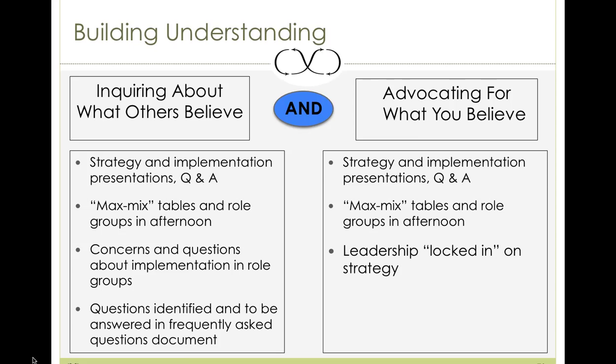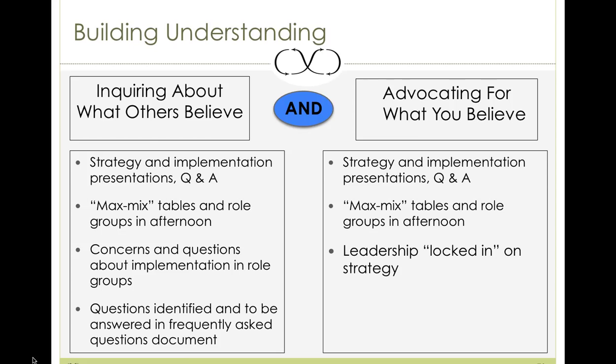Now in advocacy, where did people take a stand? Well, again, we've got a high leverage action. The strategy and implementation presentations were about advocacy. Max mix tables, the role groups in the afternoon, they came up with answers to these questions and they said in our role group, this is what we need to be standing for. This is the difference we need to make. So it worked on both of those poles or aspects of this principle.